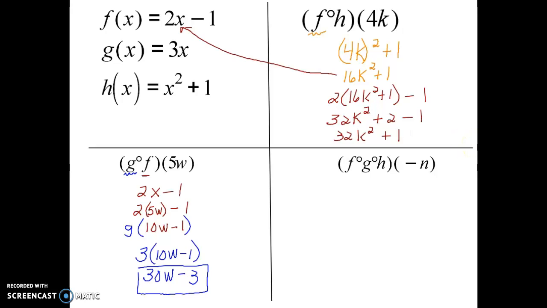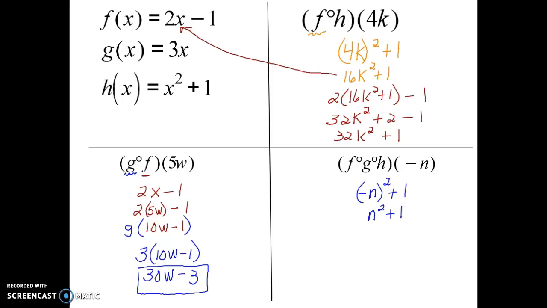And the third example on the screen, I'm dealing with 3 functions. I need to start with the h function, then move to the g, and then last I'm going to do f. So in my h function, I'm going to start there. The h function says I need to square my x. So instead of x, I'm putting in that variable of negative n. If I square that, a negative times a negative is positive, so I have positive n squared plus 1.